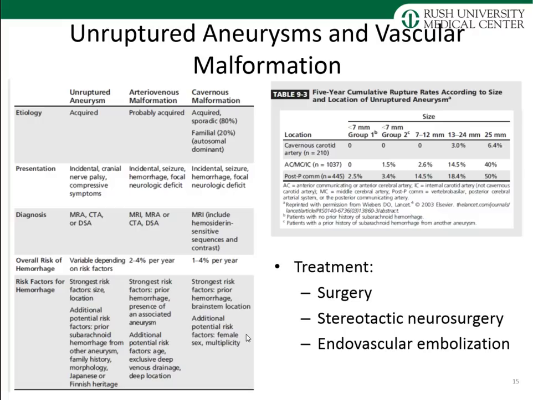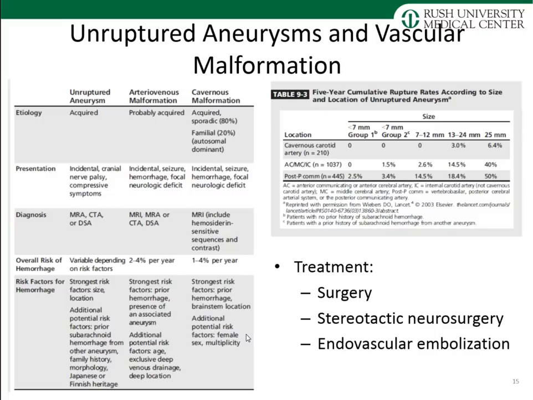So if you look over here on the upper right, you see the 5-year cumulative rupture rates according to size and location. And again, as I just said, the size matters here. And so the bigger the aneurysm, the more likely it is it's going to rupture and bleed. And so frequently, if you're going to treat an unruptured aneurysm, you're going to want to do it before it gets to this very large size if you can.